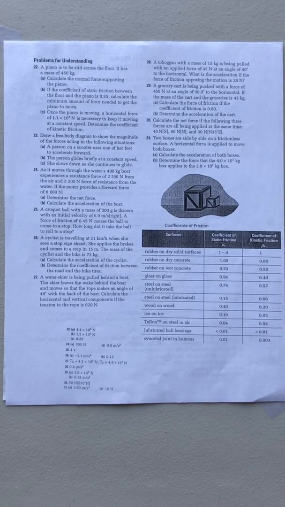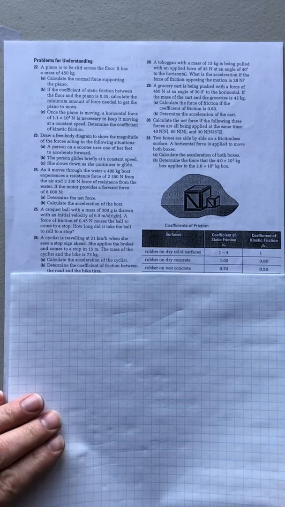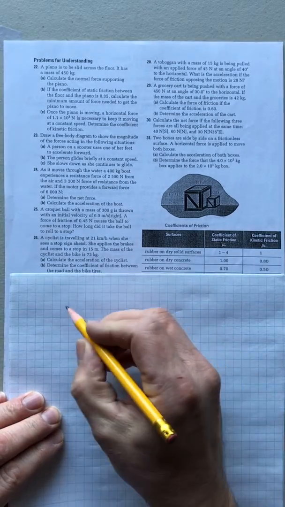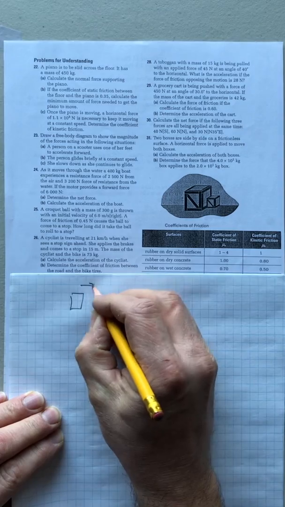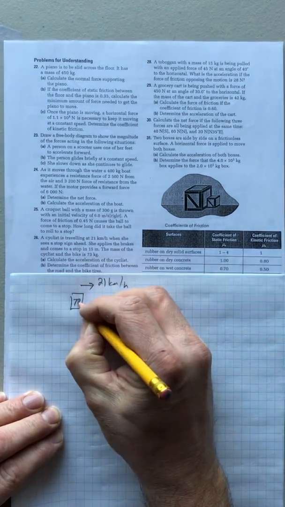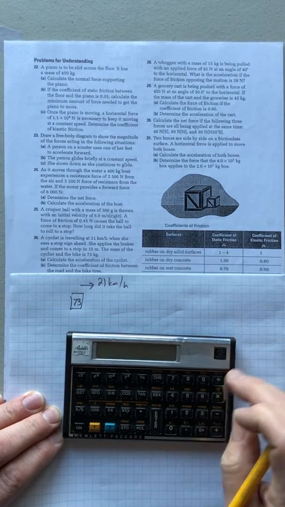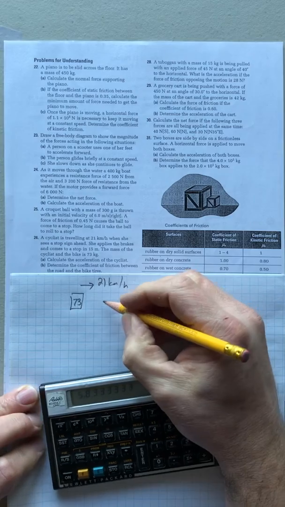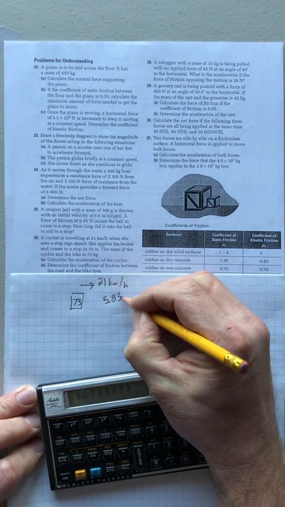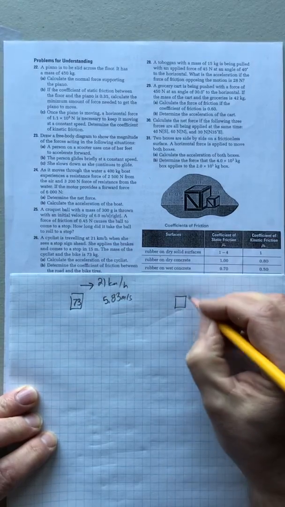Okay, let's start with question 26. It says a cyclist is traveling at 21 kilometers an hour when she sees a stop sign ahead. So let's put her as a box. 21 kilometers per hour, and she weighs 73 kilograms. And 21 is 5.83 meters per second. And she's going to come to a stop.